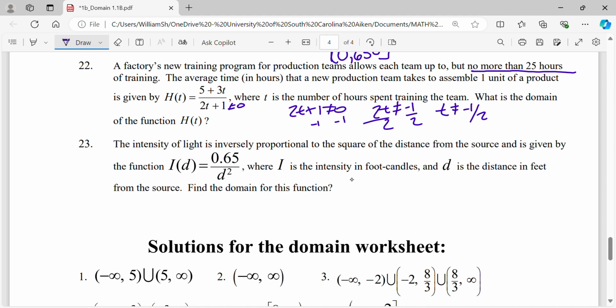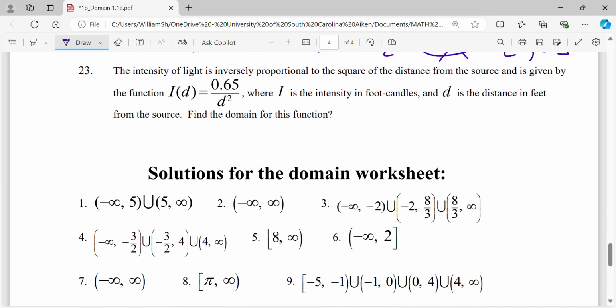T is time. T is the number of hours. Can you have a negative 1/2 hour? No, you can't. So I don't even have to worry about this restriction here. In a practical sense, they tell us we can't train more than 25 hours, but it is possible that they not train you at all, 0, and they could train you for up to 25 hours. So our domain here lives between 0 and 25. Could be exactly 0, could be exactly 25, or anything in between.